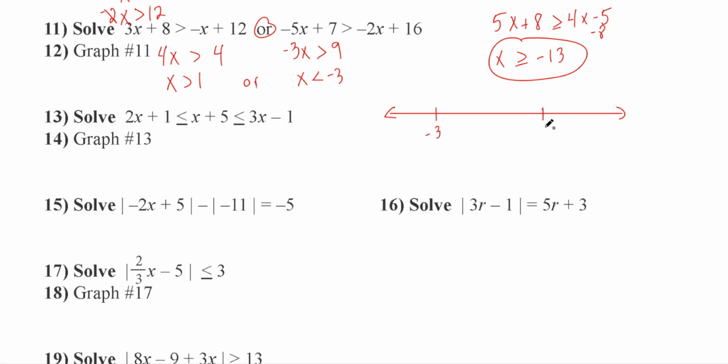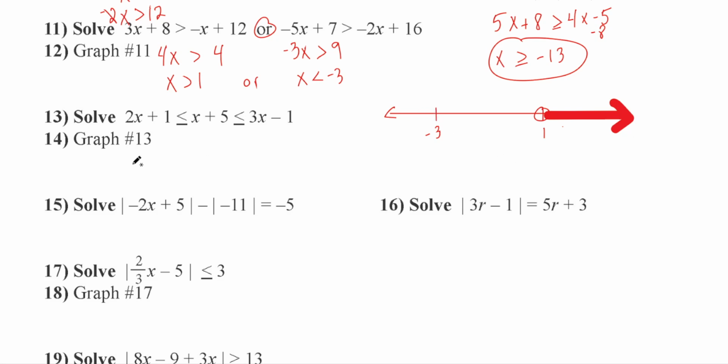Yeah, we talked about that. So watch. There's a 1. So x is greater than 1, right? So if it's just greater than, it's what kind of circle? Open. Remember that? And then it's everything shaded in that direction, all right?